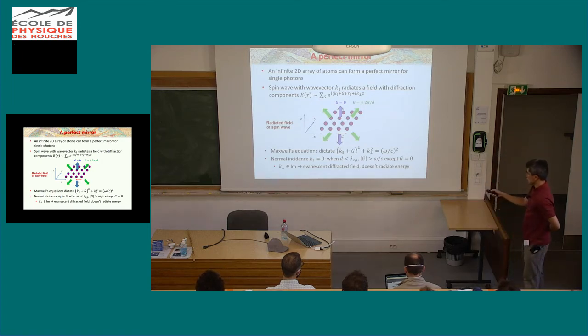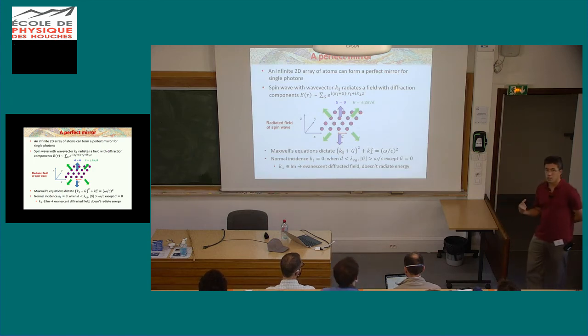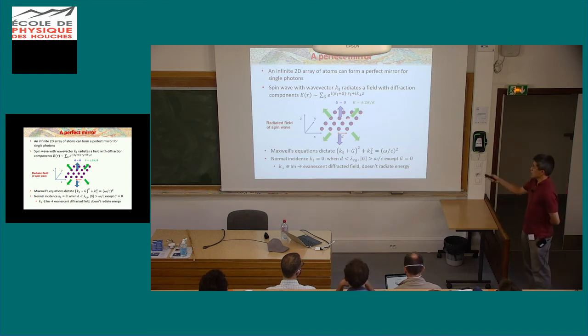If G itself is bigger than omega over c, that would force k perpendicular to be imaginary. What that means is that, for example, this first diffraction order that I illustrated here would not be a true radiation field, but it would be evanescent. So it can't actually radiate energy away.